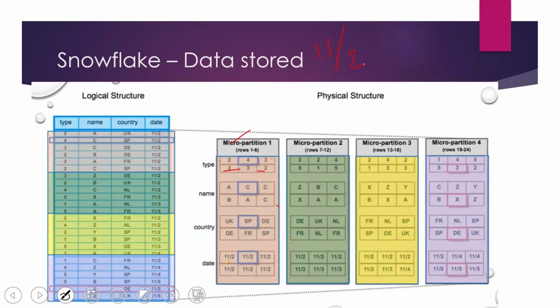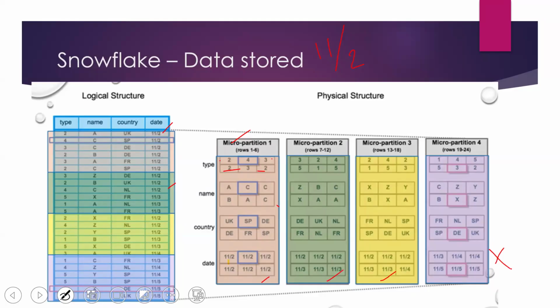For example, if you see here, date is 11/2 in this one. Up to 9 rows, 11/2 is there. There are 9 rows we need to pull. If you see in this diagram, in which micro partitions is 11/2 there? In this one, in this one, in this one. Here there is no 11/2.